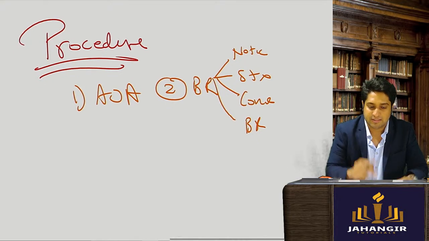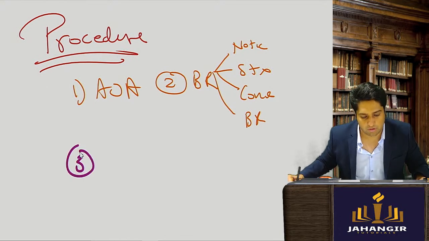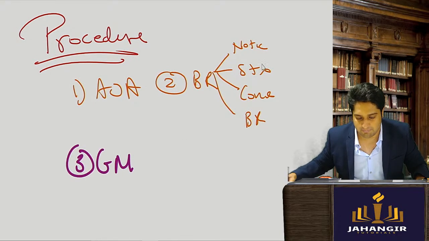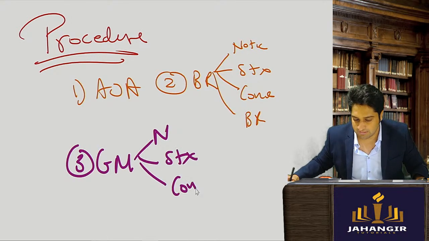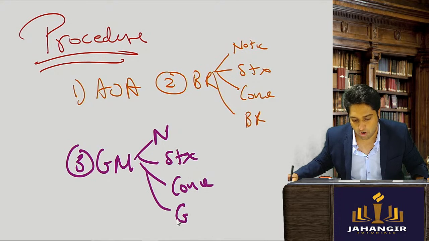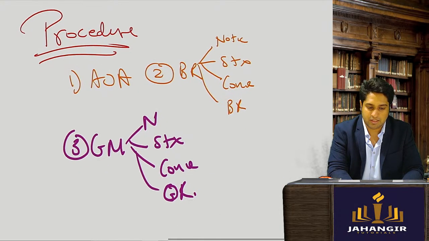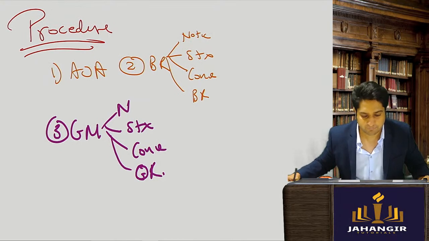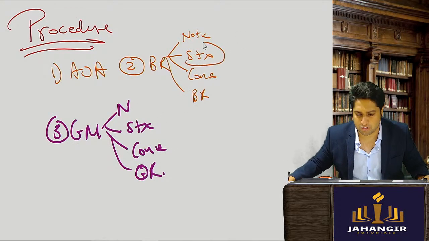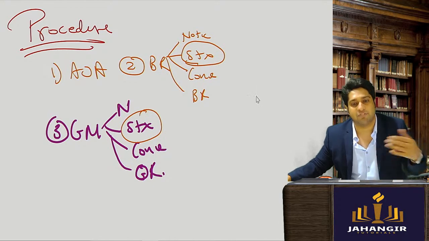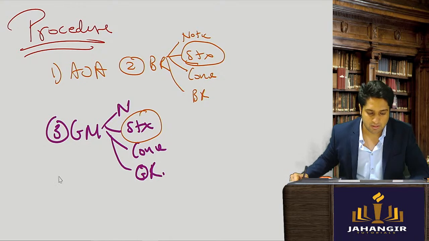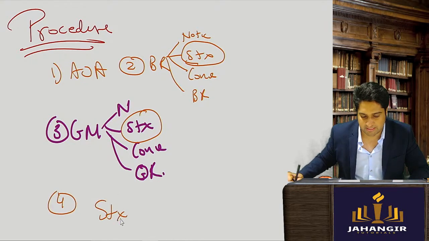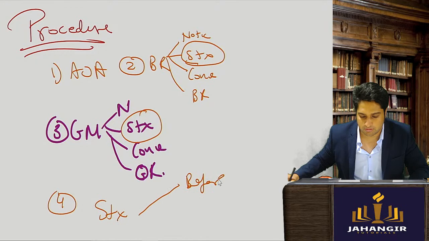Once you do that, you will move forward and send a notice for the general meeting. Same points. You will inform the stock exchange, convene the meeting and then pass an ordinary resolution. Till here it is clear. Once this is done, you have to remember, you have to inform the stock exchange before and after if it is a listed company. Before the meeting and after the meeting, this is as per the regulations. So the stock exchange has to be informed before the meeting and even after the meeting.